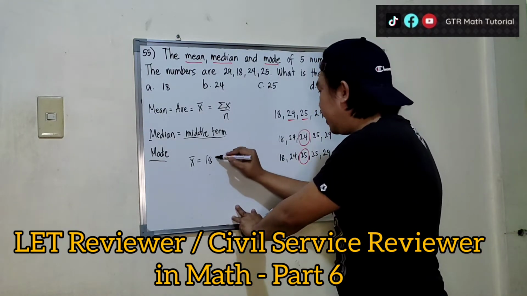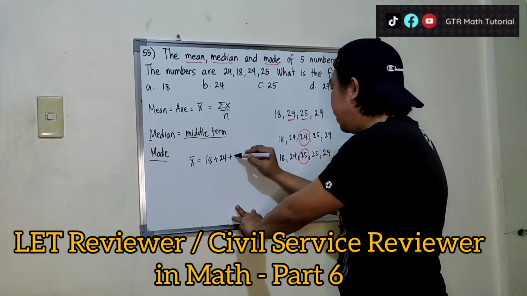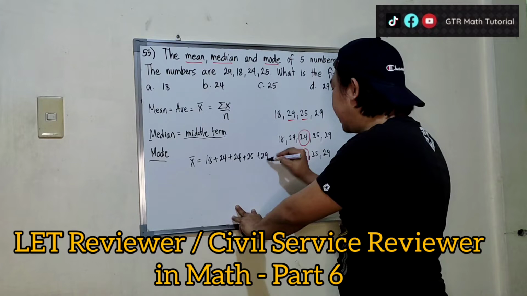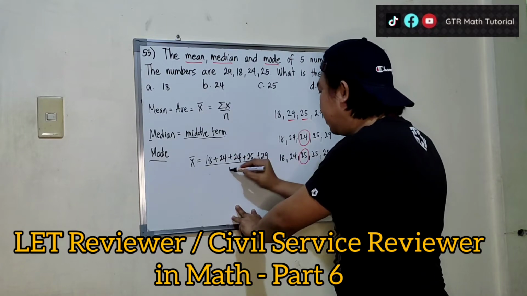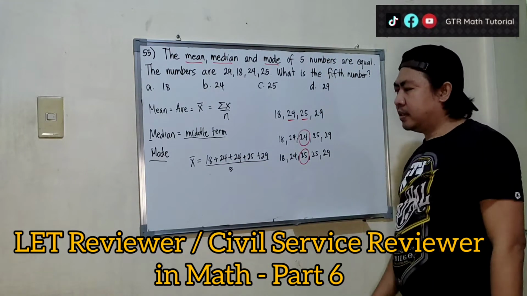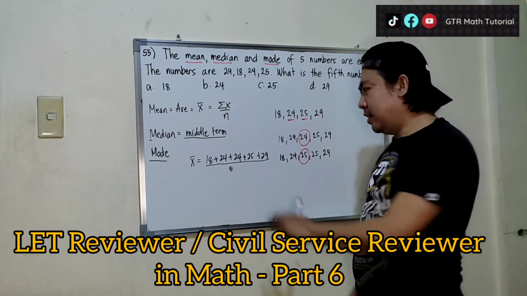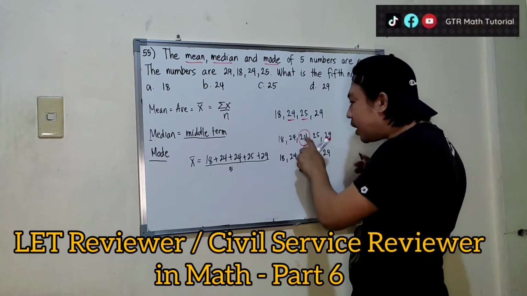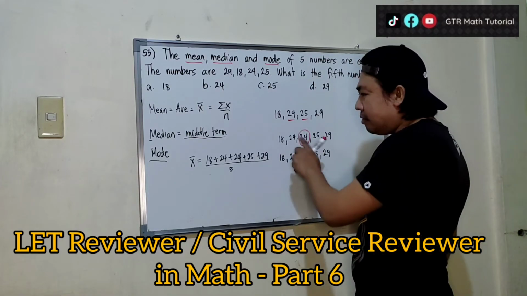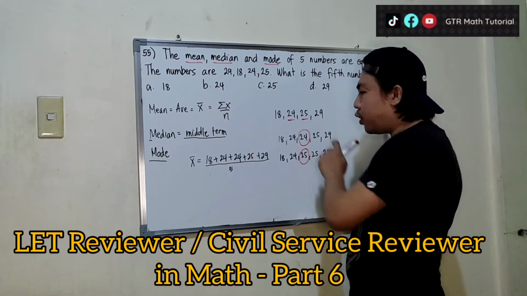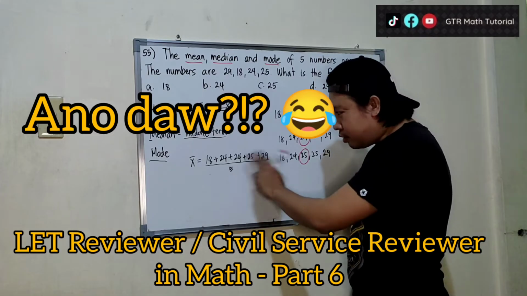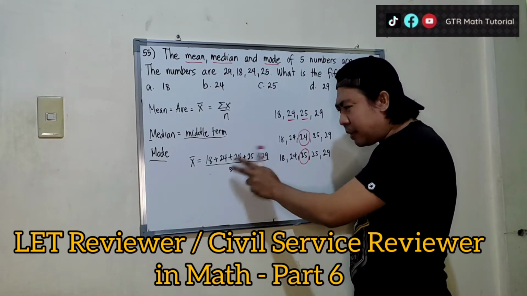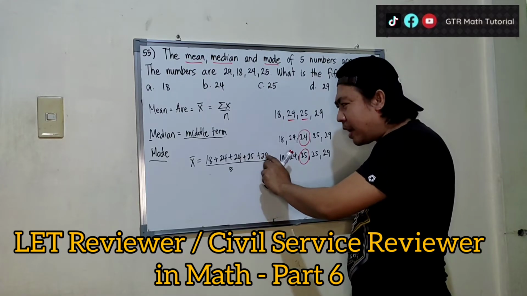So, we have 18 plus 24 plus 24 plus 25 plus 29 divided by 5. So, dapat ano yan? Dapat, ang maging sagot, 24. Pag hindi 24 ang naging sagot, edi hindi 24 yung sagot. Okay, so, turuan kayo na technique para madaling makuha. Pwede tayong magdagdag bawas dyan para mabalance natin.